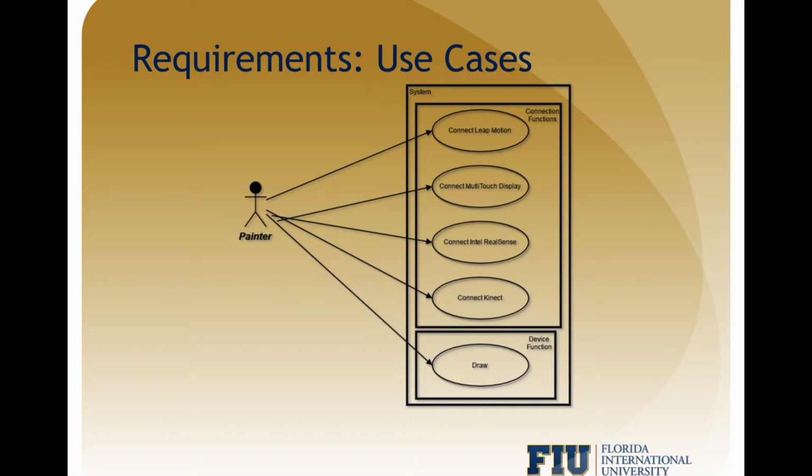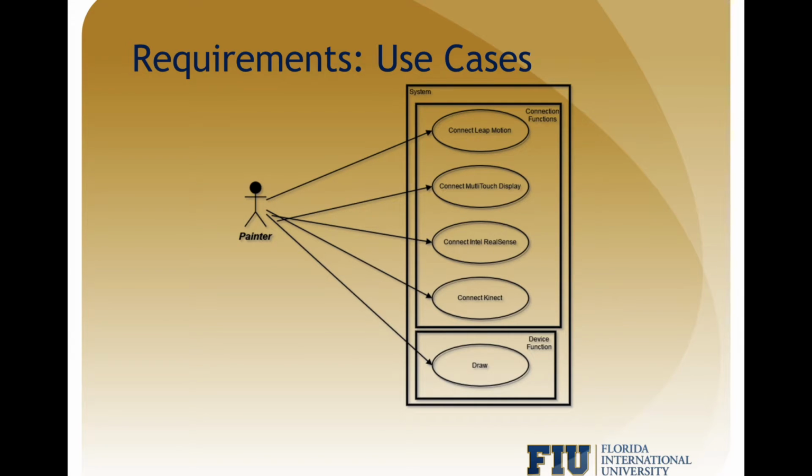So here we have a use case diagram of the user drawing in the application. So in order to draw, the user needs to connect some kind of input device. They can connect multiple or just one. And then once the input devices are connected, they'll be recognized and the painter can begin to paint in the application.